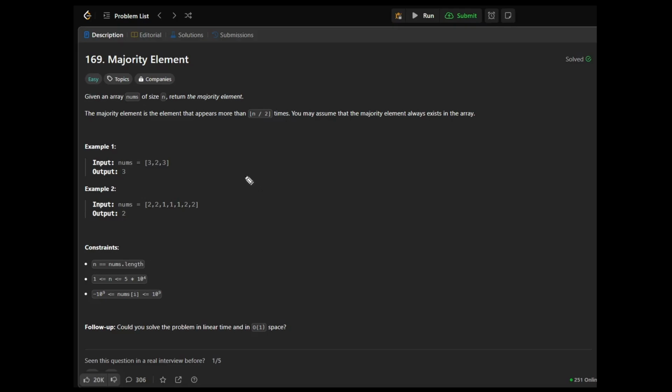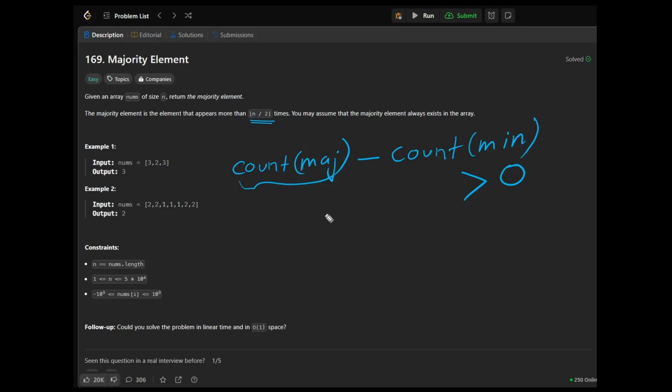First of all, can we say that the count of all the majority elements minus the count of all the minority elements would be greater than 0, because this repeats for more than n by 2. It repeats for more than n by 2 minus something smaller than n by 2, which means we have something greater than 0. Now, this is an intuition which would help us in understanding the solution to this problem.